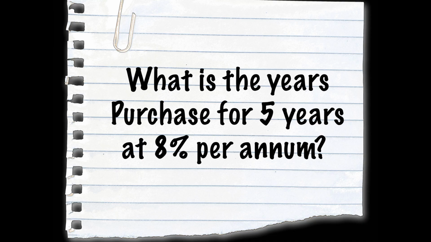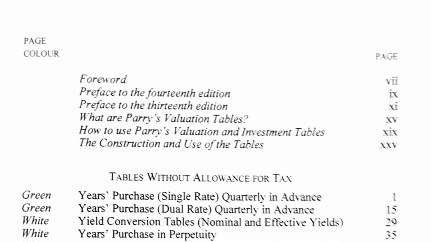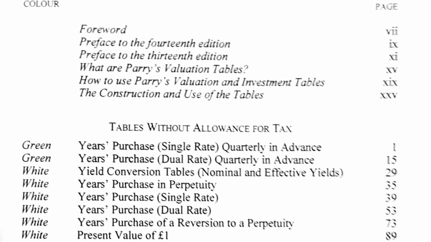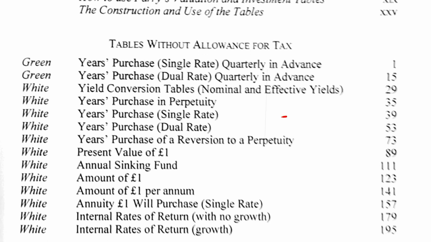Next question says, what is the year's purchase for 5 years at 8% per annum? If you're familiar with valuation and with my videos, you know that what this question is asking you is the YP single rate, right? So once again, we're going to the content page to check where we find the YP single rate. And the content page tells us that we can find that on page 39, right? Which is this page.